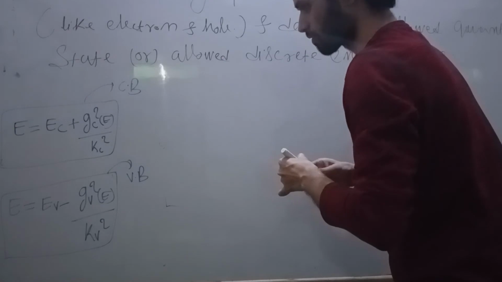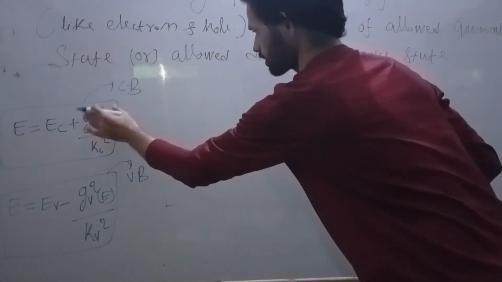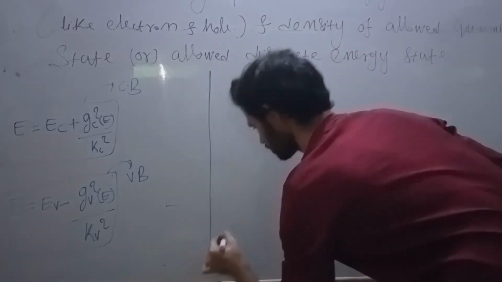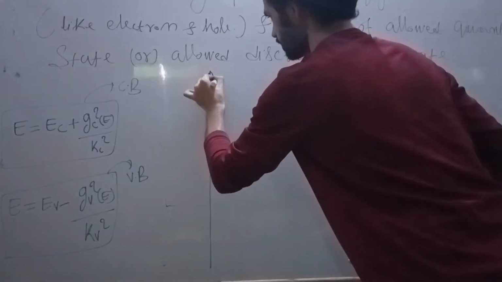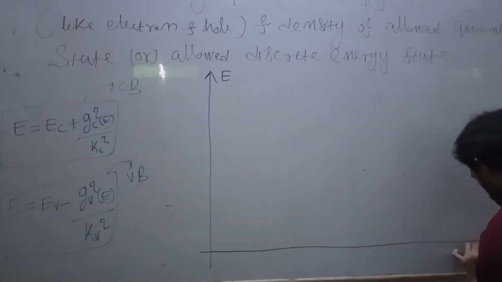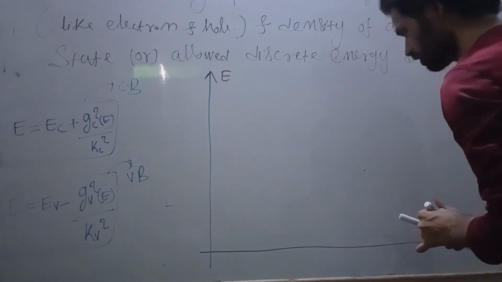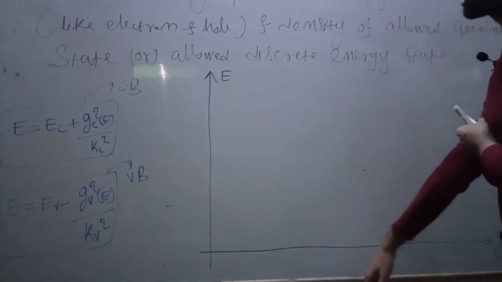Now see here, just draw the energy versus density of state graph. This is my energy axis, and this is my density of state, G of E. So this is my energy versus density of state graph.